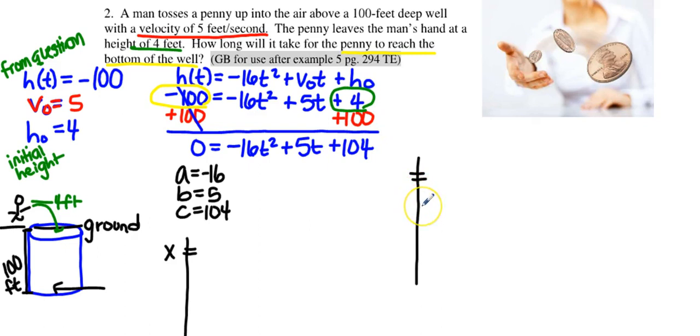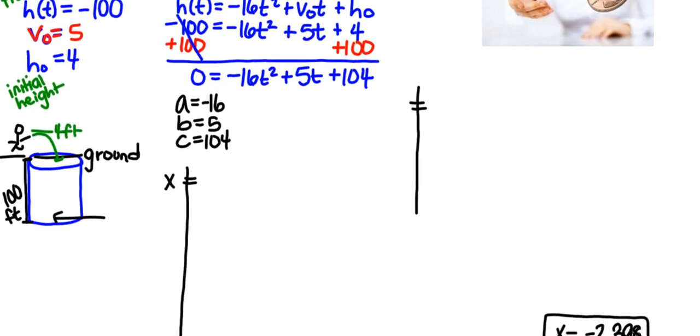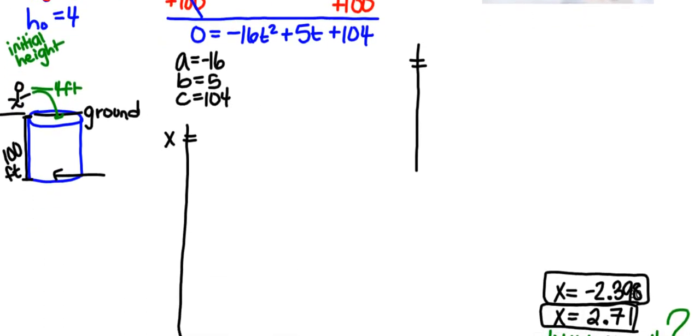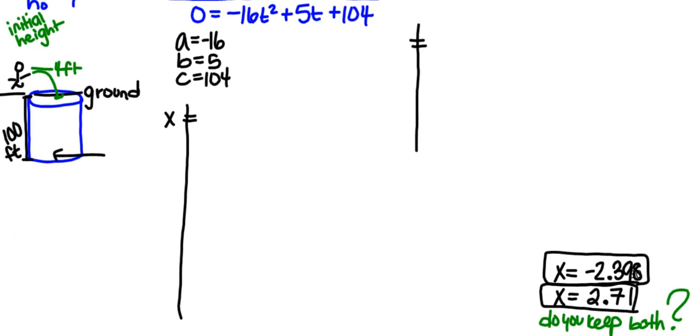Before I can use the quadratic formula, it has to be set equal to 0. So we added 100 over to the right-hand side of the equation, which got us 0 equals negative 16t squared plus 5t plus 104. So now that we have refreshed our memory on where this quadratic equation came from, we are ready to use our quadratic formula. And again, we should be getting these 2 answers. So let's see how this goes.